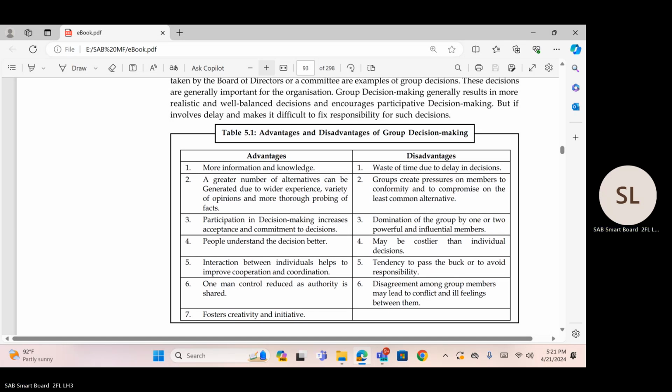Then another advantage of group is that a greater number of alternatives and different experiences can be gained. That is not seen in individual decision making. Then there's a limitation as well. Sometimes there can be high pressure from group members to have agreement to a common view. There can be disagreements or conflicts. That is another limitation of group, and it is not seen in the individual.